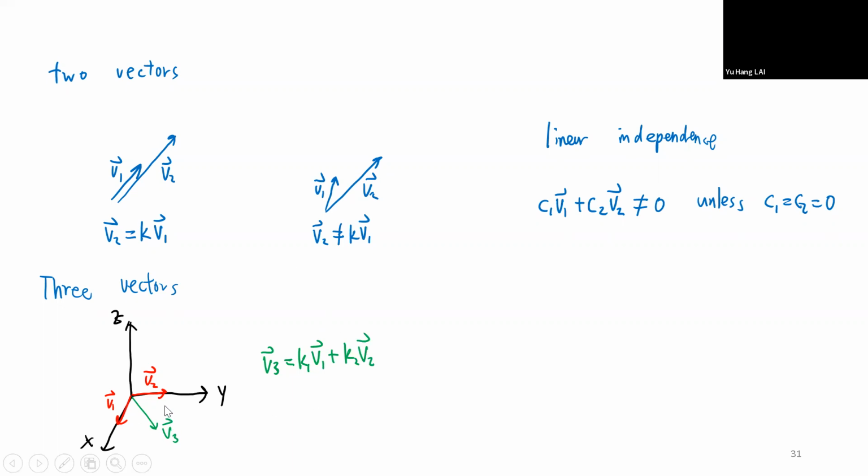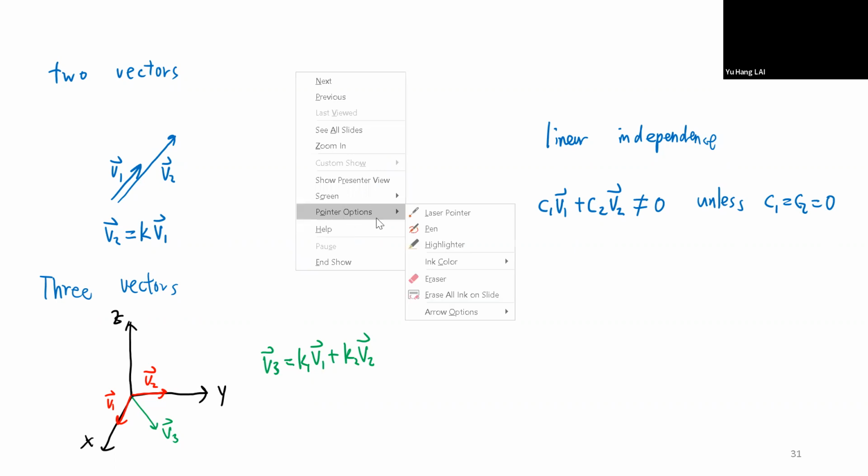Right? So if you just imagine this v1 is your x hat and this v2 is your y hat, then any vector on this xy plane can be written as something times x hat plus something times y hat. So then in this set of three vectors, v1, v2, and v3, we see that one of the vectors can be expressed as a linear combination of the other two. Then we'll say that these three vectors are linearly dependent.